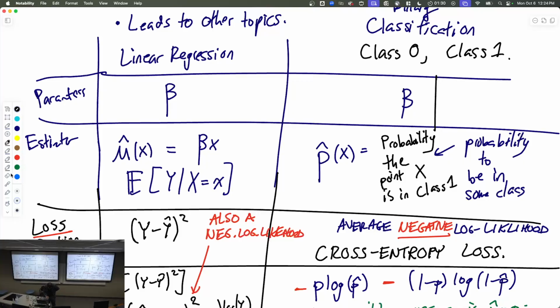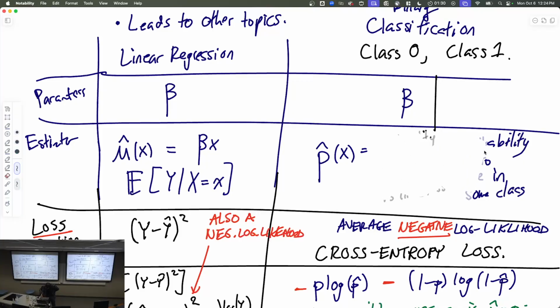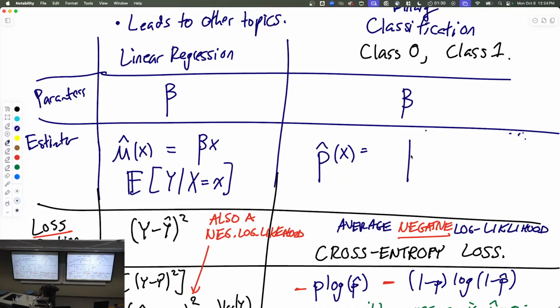Let me erase this and make room, and I'll just tell you the formula. The formula is you just do beta times x once again. In linear regression, you did beta times x. That gave you the mean, and then for p hat, you do beta times x. But this should bother you, because beta times x is not even a probability. It's not even between 0 and 1.